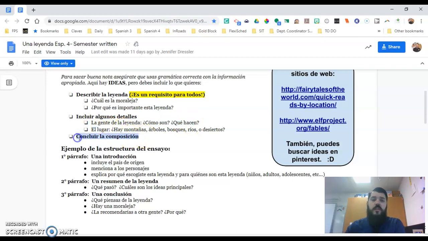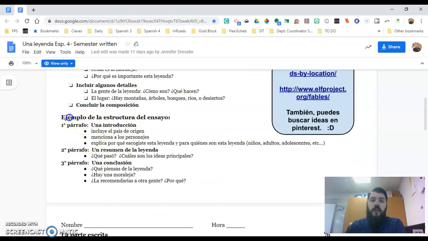And then conclude your composition. So the structure might be first paragraph, introduce. So where is it from? Talk about the people. Describe them. Why did you choose this legend? Second paragraph, a summary of the legend. What happened? What are some of the main things that happened? What are some of the main principles?